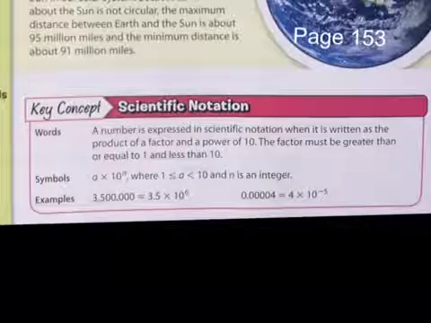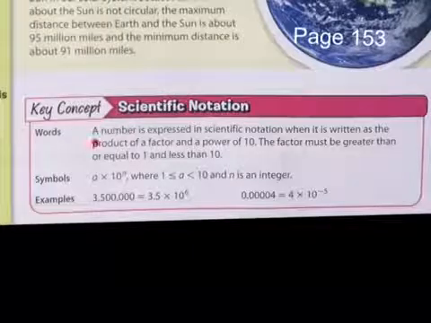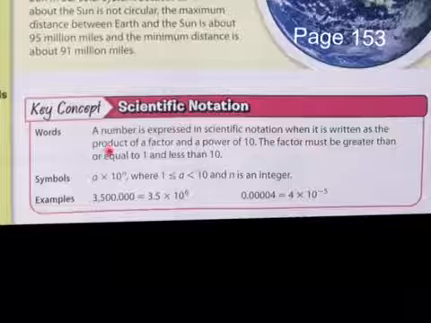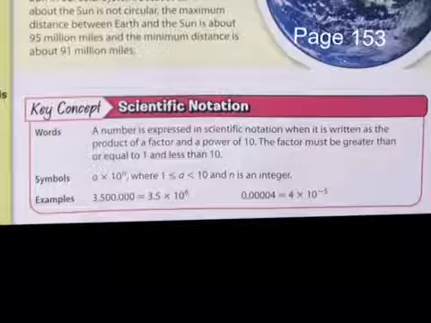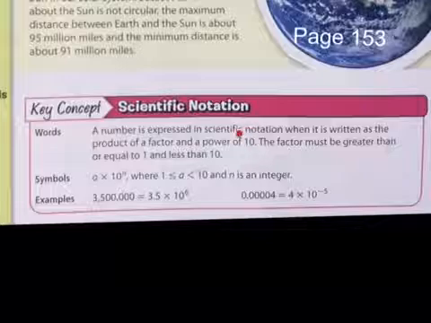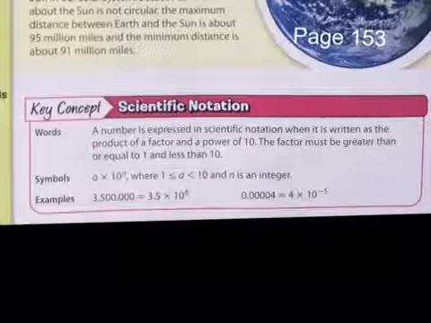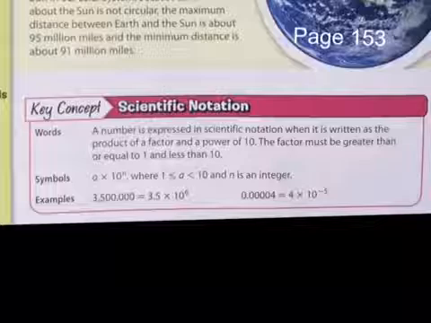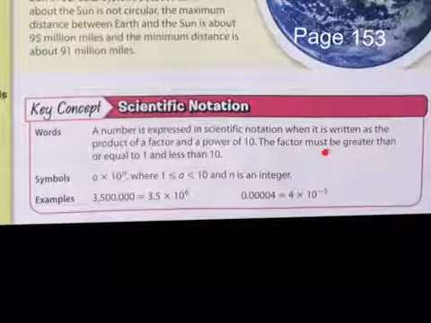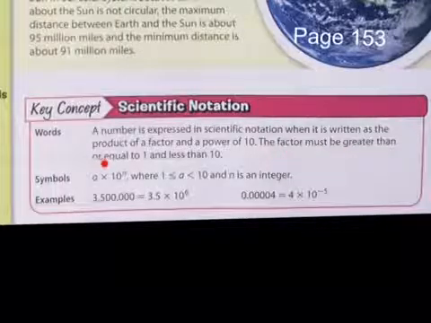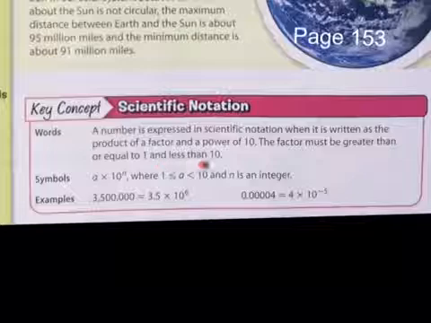Let's look at the key concept. Scientific notation. A number is expressed in scientific notation when it is written as the product of a factor and a power of 10. That means we're going to have a power of 10 with the exponent times the number. You'll see what I mean in a minute. The factor must be greater or equal to 1 and less than 10.